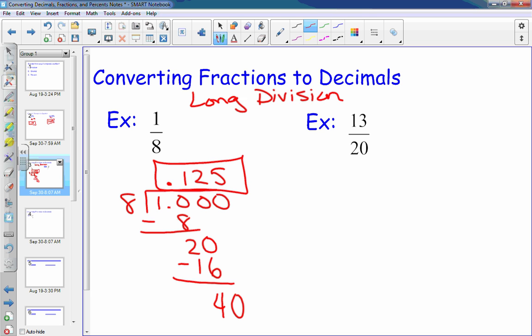Now, if you use your graphing calculator, you guys can check that you're correct, okay? 1 divided by 8, put the decimal point in the denominator. If you do not put the decimal point in the denominator, you're not going to get a decimal. Do we all understand that? 1 divided by 8, decimal, enter. Are we correct?